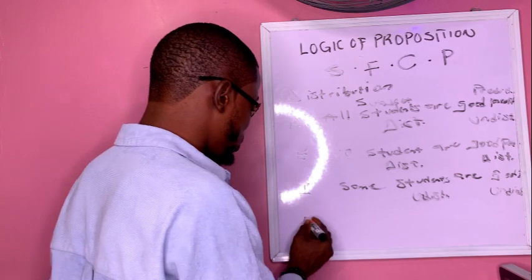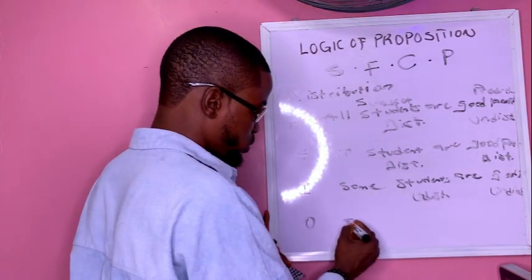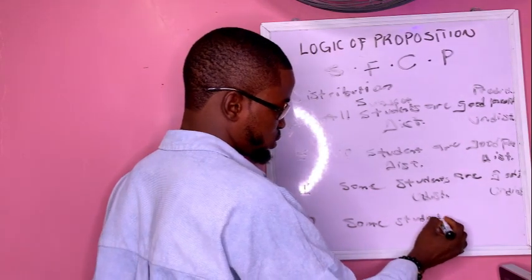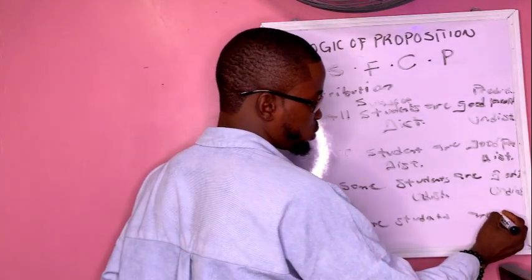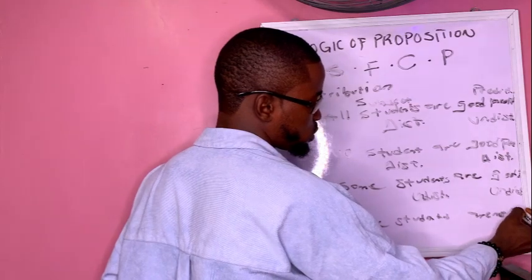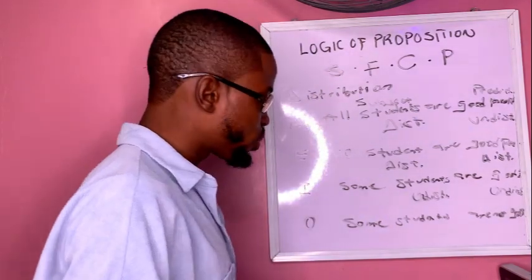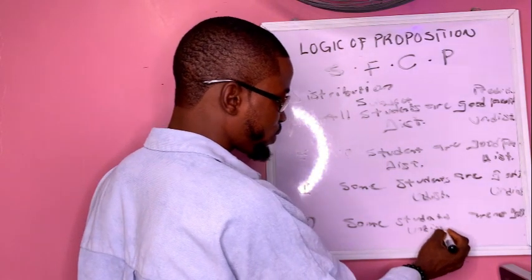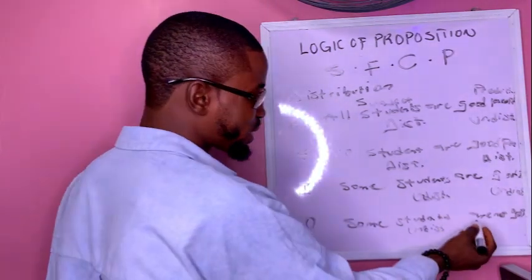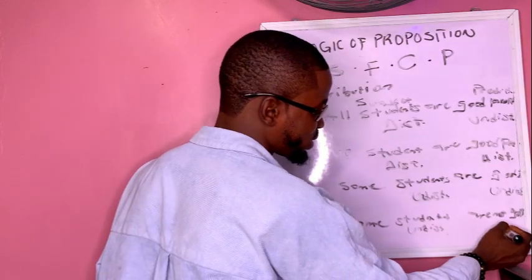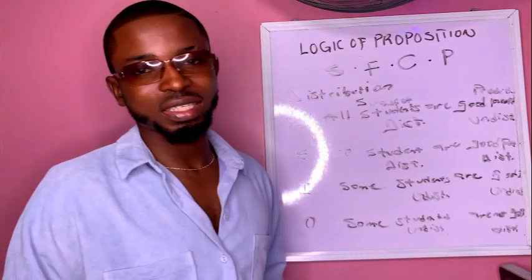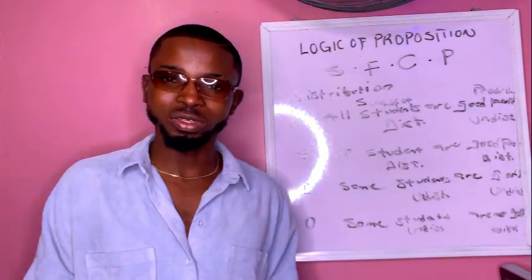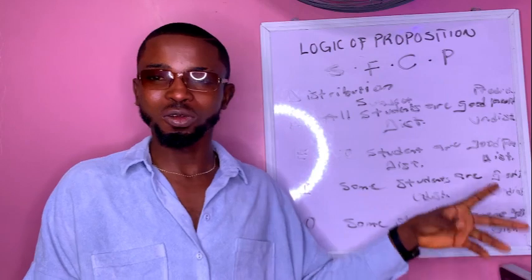So in O proposition, some students are not good people. In O proposition, the subject term is undistributed because it makes reference to only some of them, but the predicate term is distributed. The predicate term is distributed because the reason is that if you check the O proposition, it is telling us that some students are not good people.